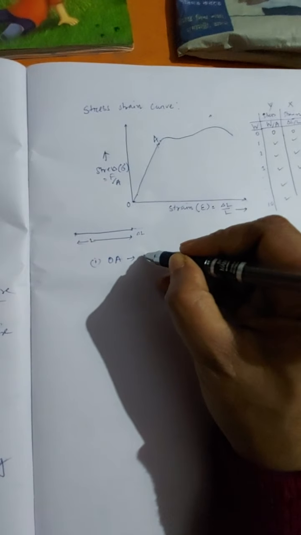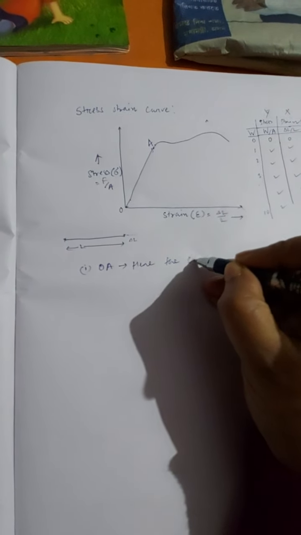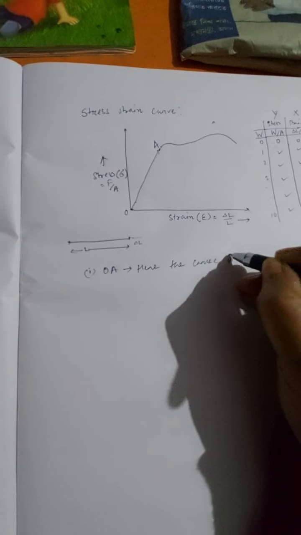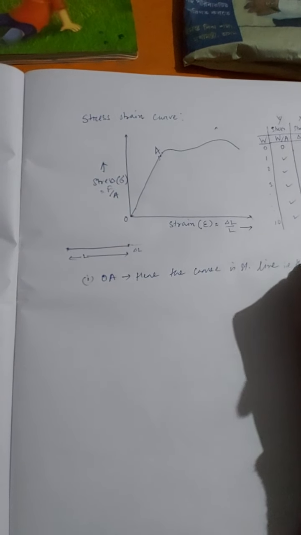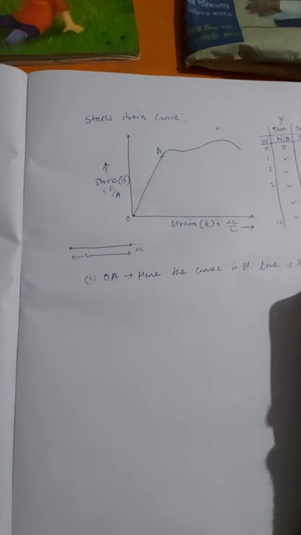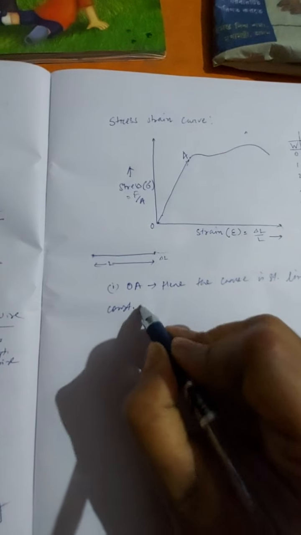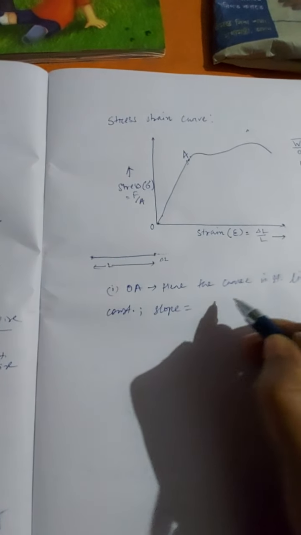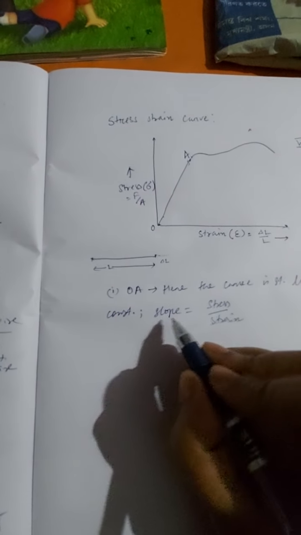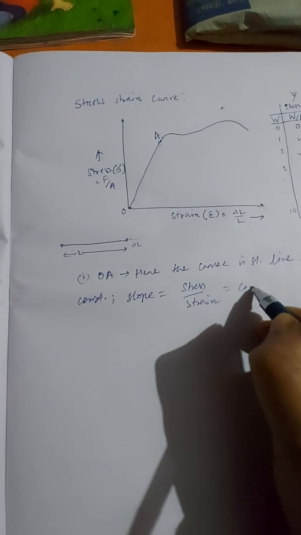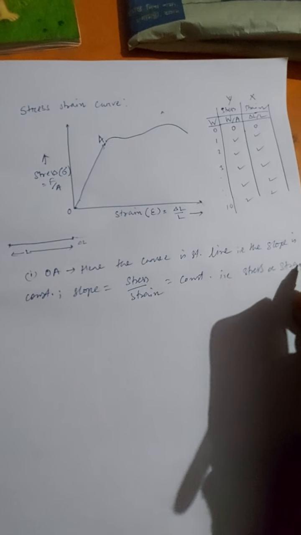Here the curve is a straight line, that is, the slope is constant. As the slope is stress by strain and the slope is constant, stress by strain is also constant, that is, stress is proportional to strain.